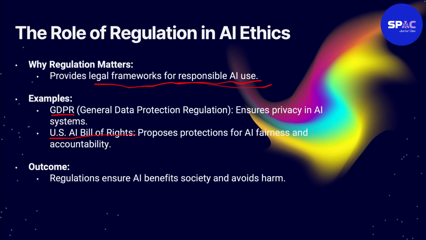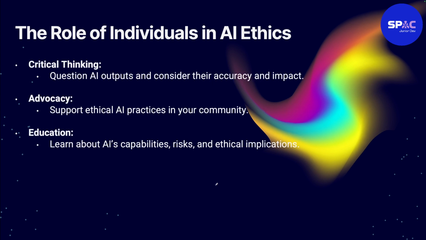The outcome of these regulations is to ensure AI benefits society and avoids harm, right? It makes sure that society is benefiting from it. It ensures that society is aware of the limitations of AI, so that everybody can benefit from it.